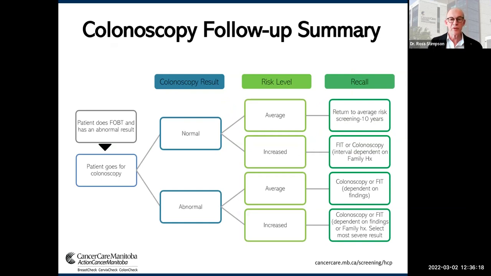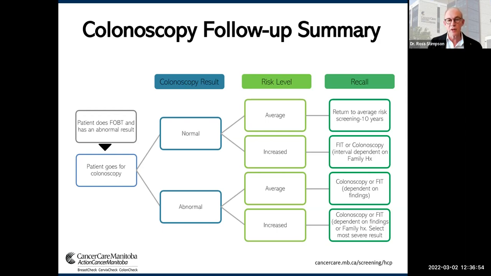Depending on whether the colonoscopy result is normal or abnormal and the risk level is average or increased. So just to summarize then, individuals with a normal colonoscopy result that are average risk will be asked to return to average risk screening in 10 years using FIT. If they are increased risk level, FIT may be appropriate in some of those cases with minimal increased risk, as we mentioned, in individuals with a first degree relative greater than 60, or they may perhaps require more intensive screening with colonoscopy. And again, the interval is dependent on the family history.